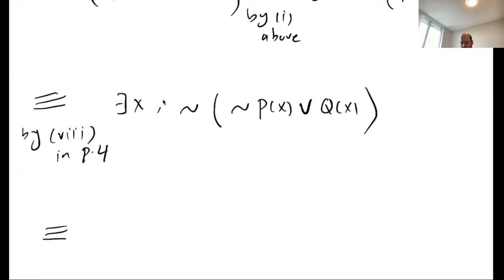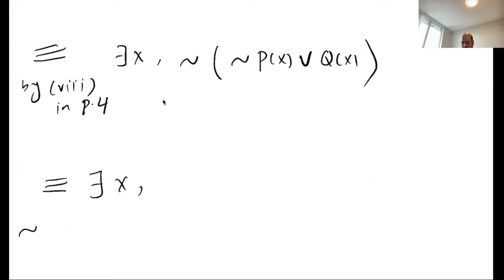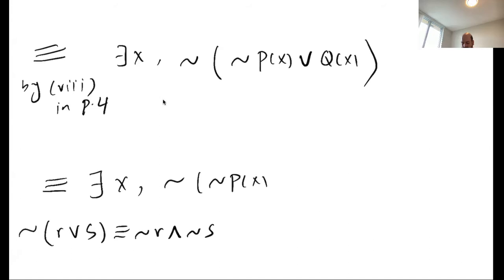And then this is equivalent with there exists x with, now negation of, let's say R disjunction S. What is it? By De Morgan's law it is negation R conjunction negation S. So this is the same as saying that, my R is negation P here, so negation P of x, disjunction becomes conjunction, and then negation Q of x.